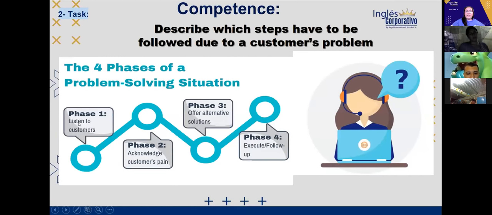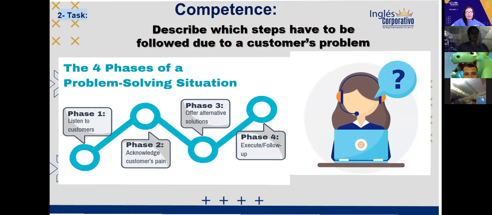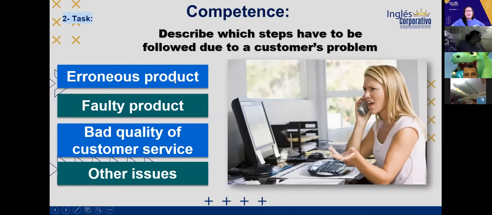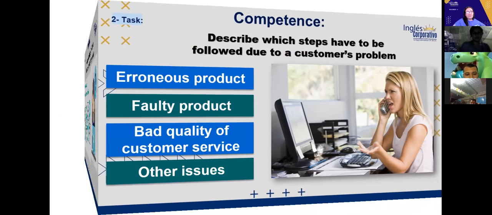First, you will have to listen to the customers complaining about the product, right? Saying that it's not the correct product, it's not the right product that I ordered or that I paid for. Then acknowledge the customer's pain. That would be, okay, I understand you're saying that the computer you received was this, with this specification, with these characteristics. And to make sure that the customer feels that you understand what he or she explains to you, right?